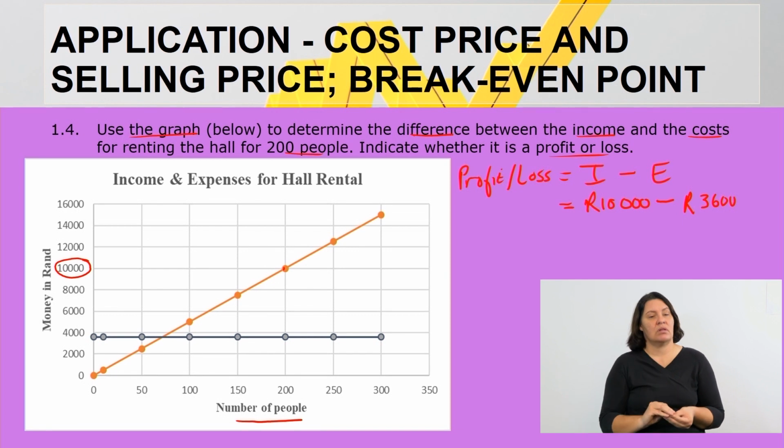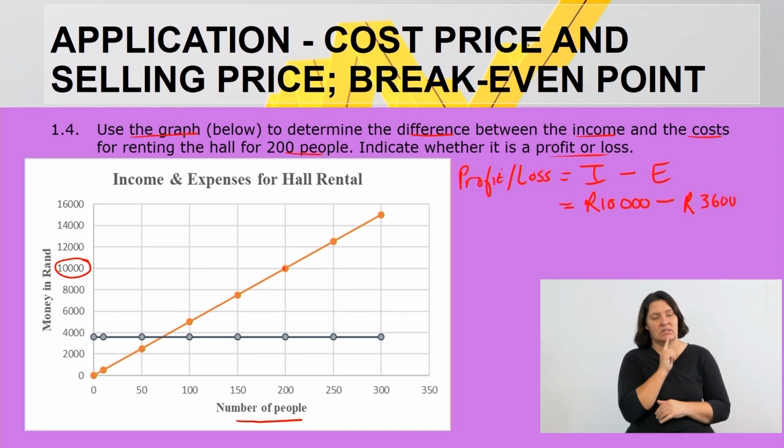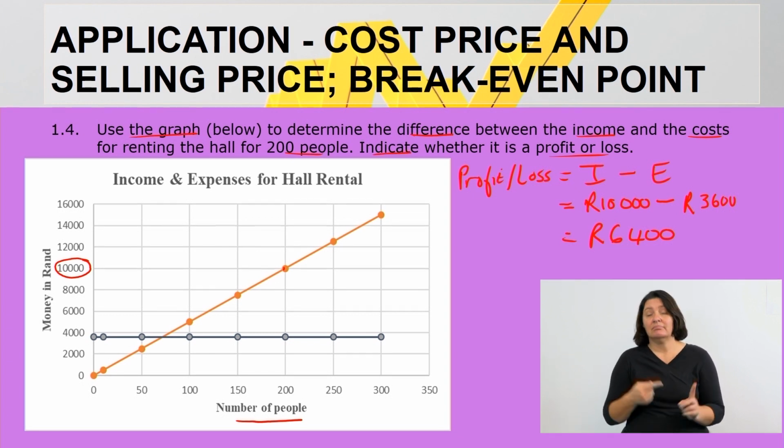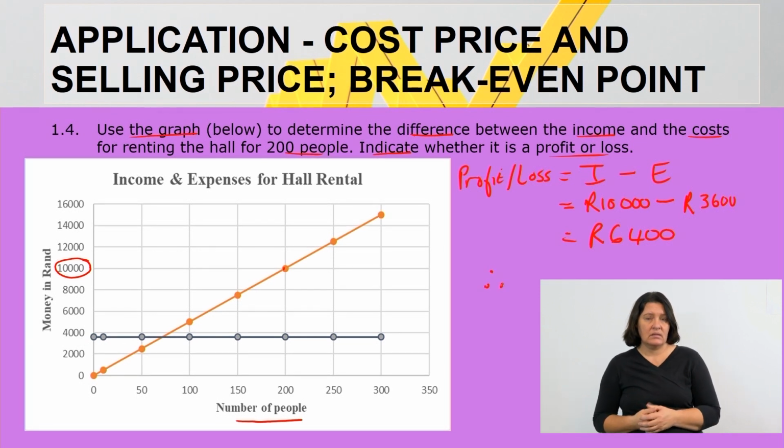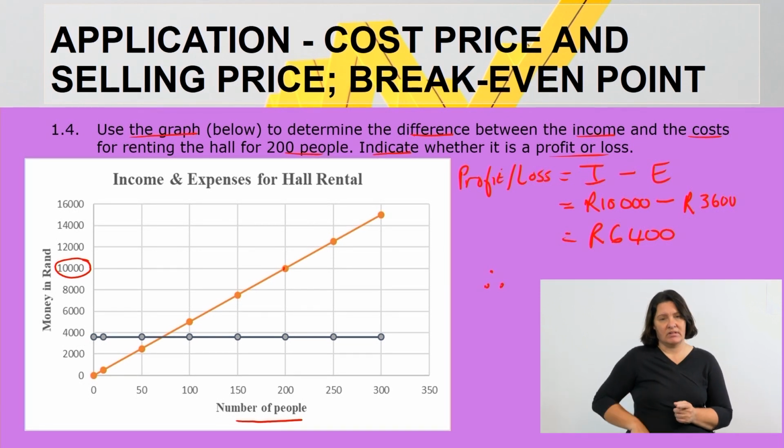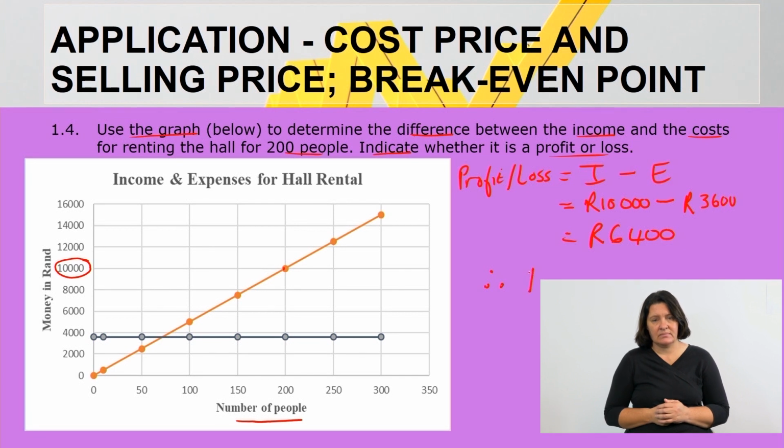So now I'm going to simplify whatever I've substituted. So I'm going to say 10,000 minus 3,600. That gives me a total of 6,400 rand. Right, so now it says indicate whether it is a profit or a loss. Therefore, I say this now, since my income is more than my expenses, this becomes a profit.